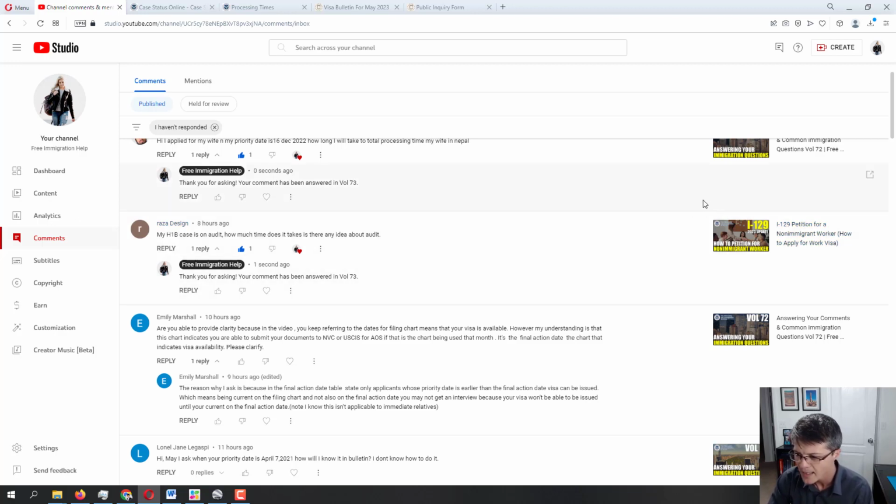The reason why I ask is because in the final action date table it states only applicants whose priority date is earlier than the final action date can be issued a visa, which means being current on the filing chart and not also on the final action date, you may not get an interview because your visa won't be able to be issued until you're current on the final action date. Note, I know this isn't applicable to immediate relatives.